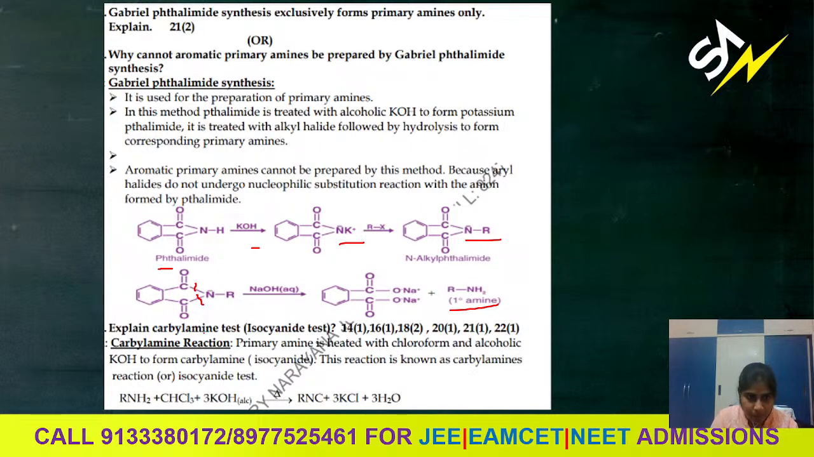And there is one more important test, that is the carbylamine test. This is also known as the isocyanide test. What happens in this test? This test is used to detect primary amines. When a primary amine reacts with chloroform in presence of KOH, it forms isocyanide, KCl and H2O. This is the isocyanide test. This is also an important test in amines. You can expect these questions also in very short answer questions.